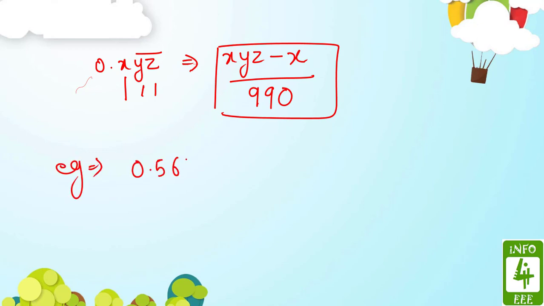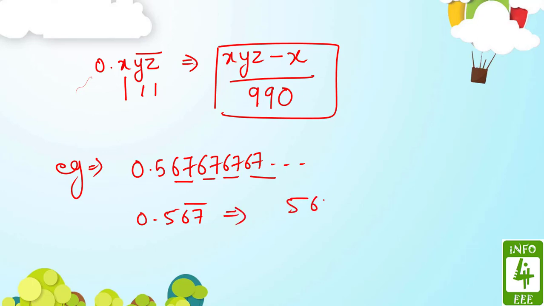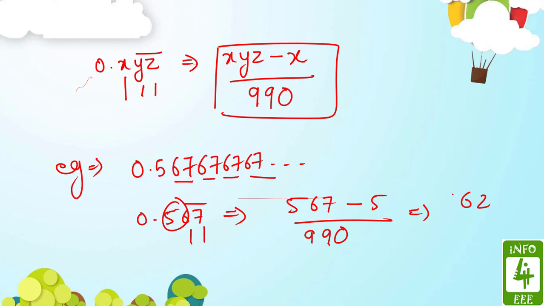5 6 7 6 7 6 7 6 7, so on. So here we have 6 7 as a repeating number, so it is 5.6 7 bar. So bar is on only 6 7. What you need to do is write the whole number, subtract the part on which we do not have bar, and in the denominator, the total number of numbers on which we have bar is two, so two 9s, and on one number we do not have bar, so we have a 0. So the answer will be 562 upon 990. If you divide this, you will get that kind of expression.